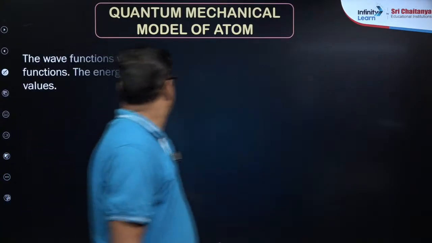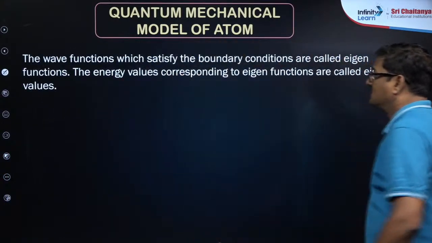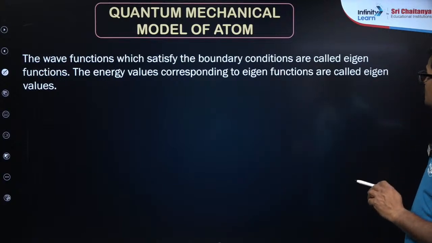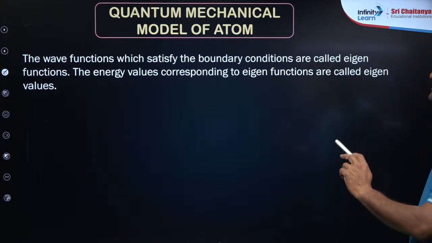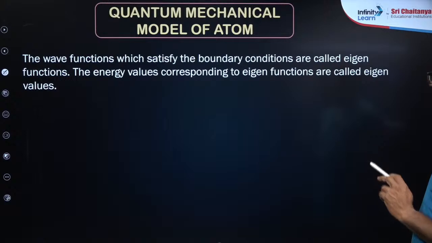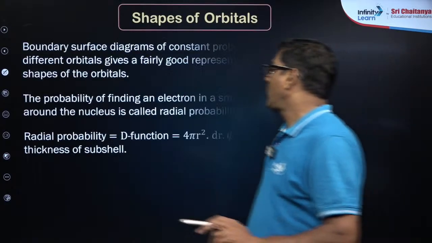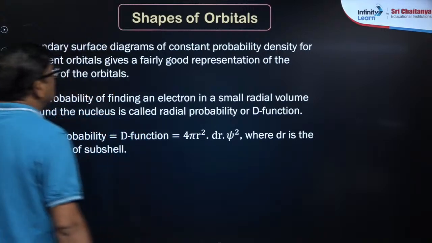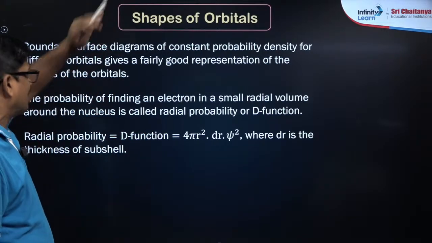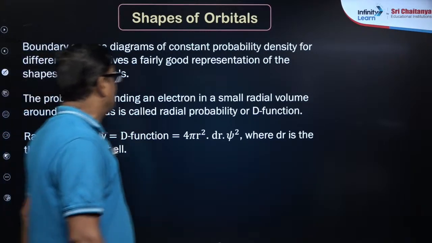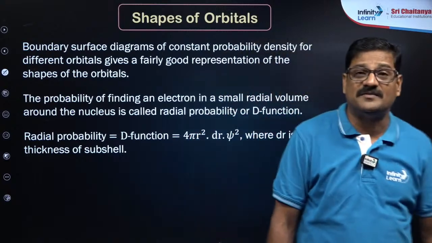Now, the wave functions which satisfy the boundary conditions are called eigenfunctions. The energy values corresponding to eigenfunctions are called eigenvalues, right? So, shapes of orbitals, the boundaries of orbitals. Boundary surface diagrams consist of the probability of finding an electron.